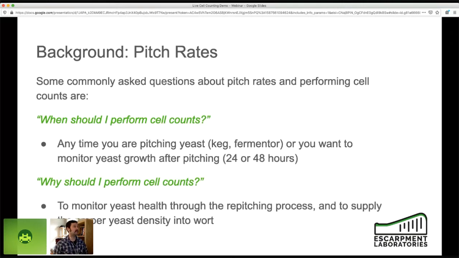So a background on pitching rates. Some commonly asked questions about pitching rates and performing cell counts are, when should I perform cell counts and why should I perform cell counts? Anytime you're going to be pitching yeast, for example from a keg or from a fermenter, or you want to monitor the yeast growth after pitching, so 24 to 48 hours. And why should I perform cell counts? That's to monitor yeast health through the repitching process and to supply proper yeast density into wort.